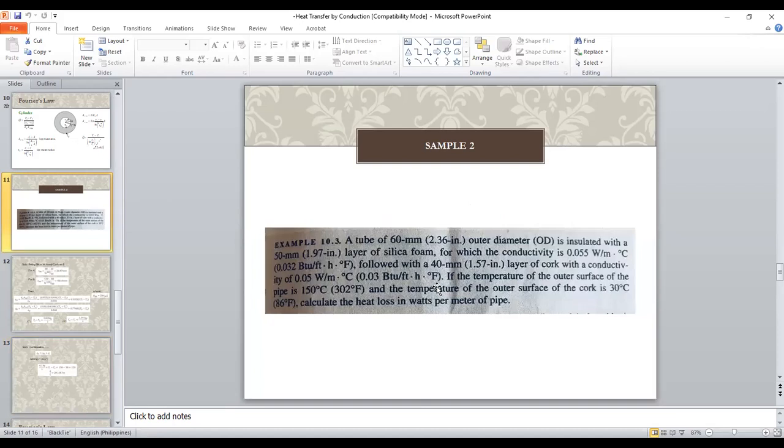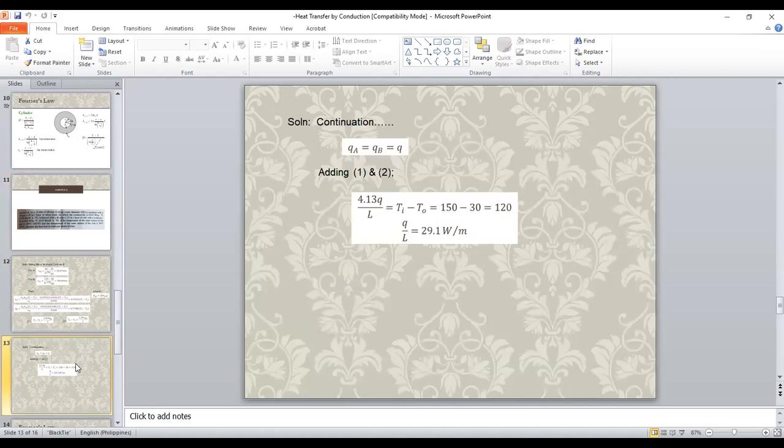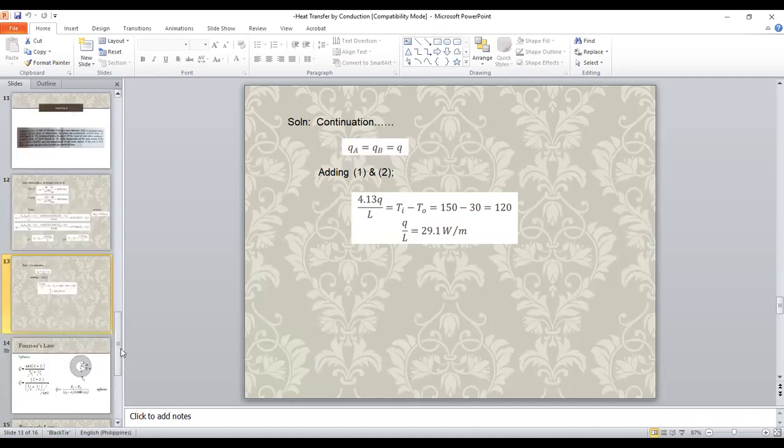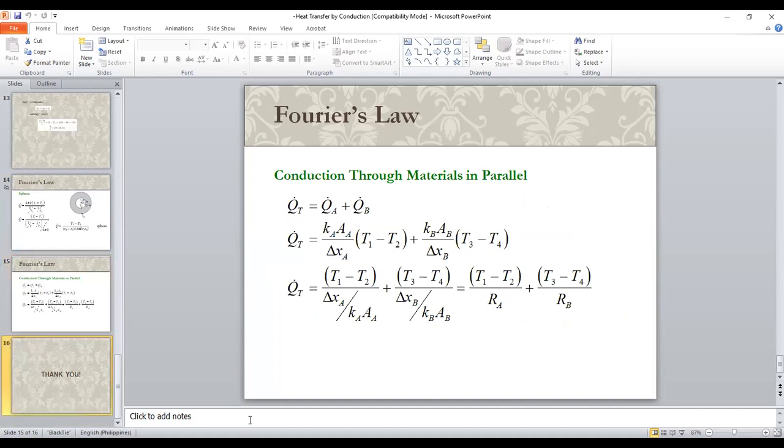An application of Fourier's law to a geometric figure, which is that of a cylinder. And then this particular cylinder constitutes a series of resistances, that for the foam and the cork. Okay? Any question? Any question, class? None, Miss.